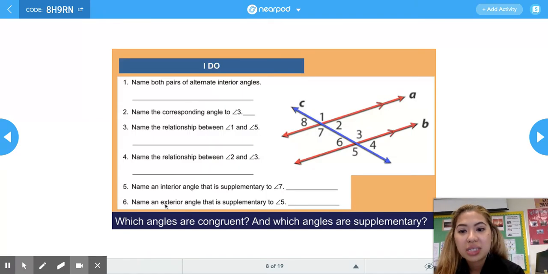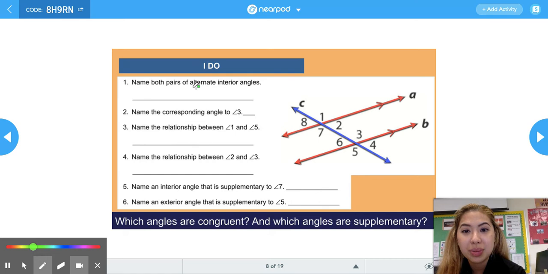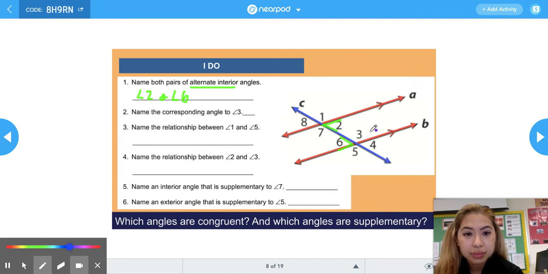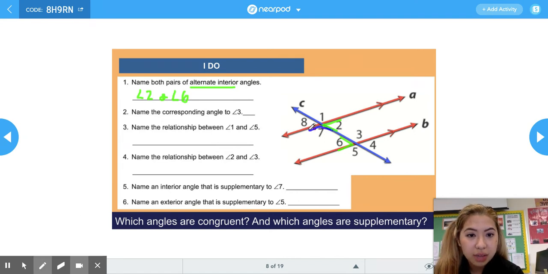So for this IDO, we have 6 different questions. We have to name both pairs of alternate interior angles. So alternate means opposite, interior means inside. So we have the interior is the inside right here. So we have angle 2 and angle 6, as well as angle 7 and angle 3.